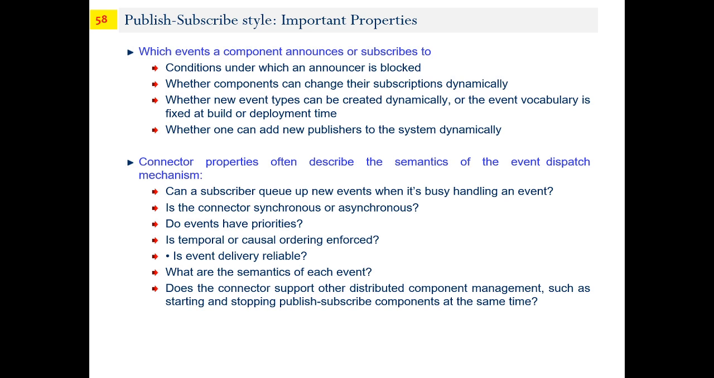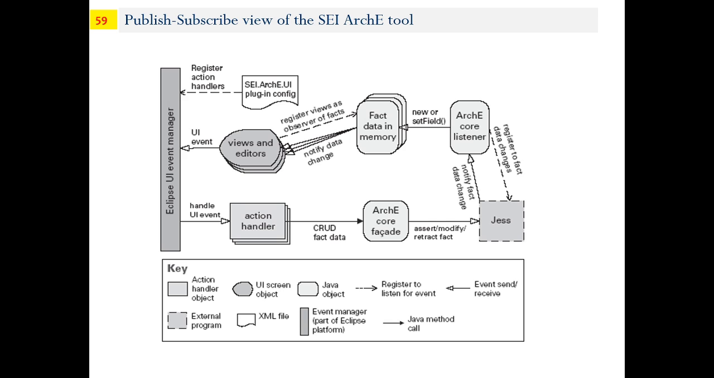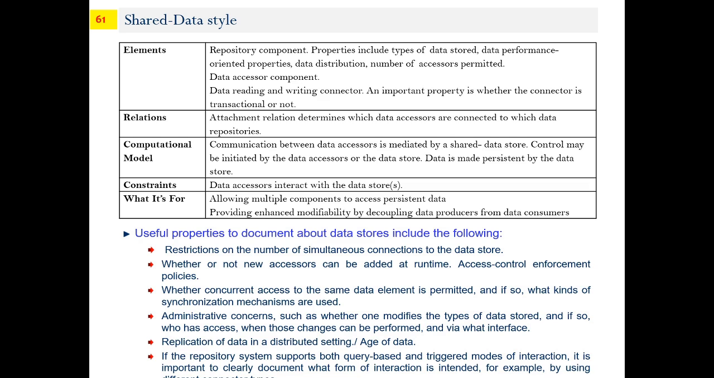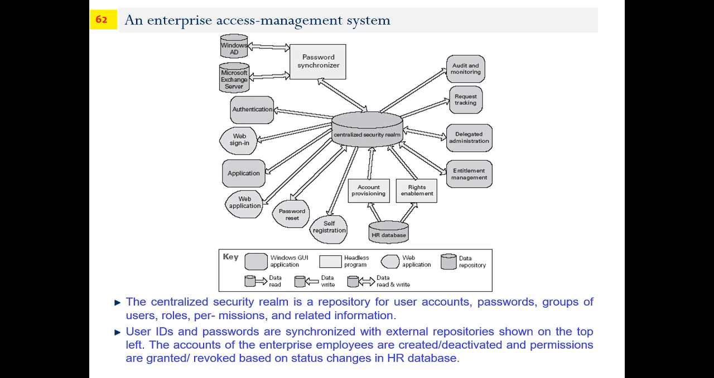So what is the semantics of each event? That is, how to recognize the event and what requests are there with that particular event, whether they are known or unknown. This is merely an example of this publish-subscribe view. Shared data style is an elementary data style where the things are kept right at the center. A buffet system is an example of shared data style, right? The rest of the things can be read and understood.